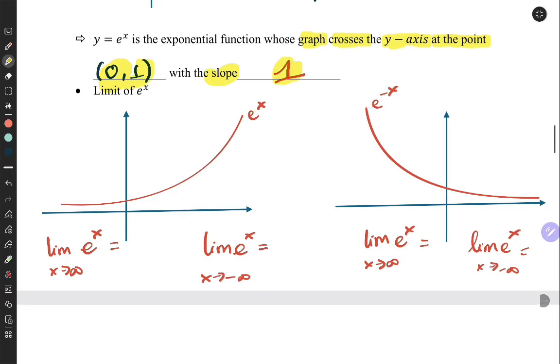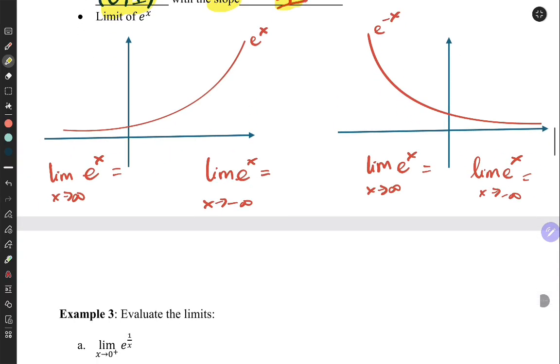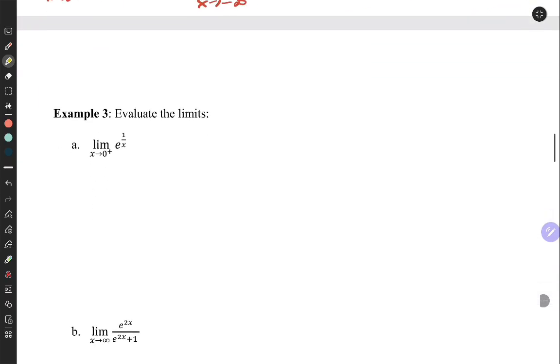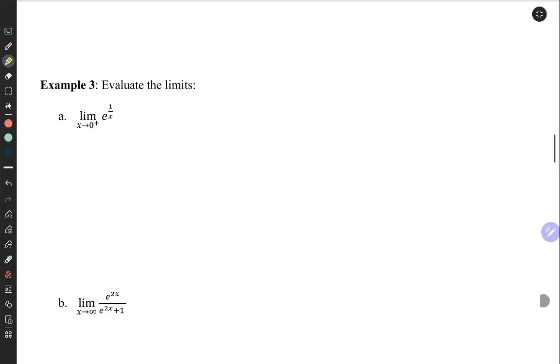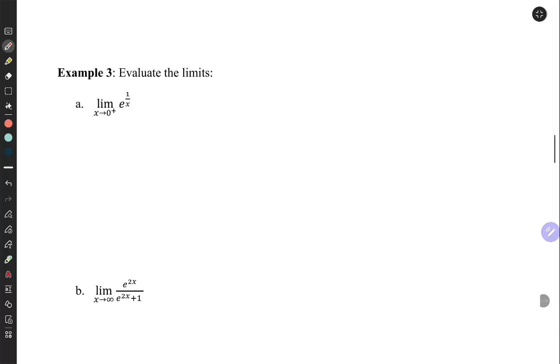I think you can answer this one right down here. Let you work on that. Use that to evaluate the limit of this. I'm going to do the first one: e to the power 1 over x. The first thing I want you to do is analyze that 1 over x. It's not easy to analyze, right?